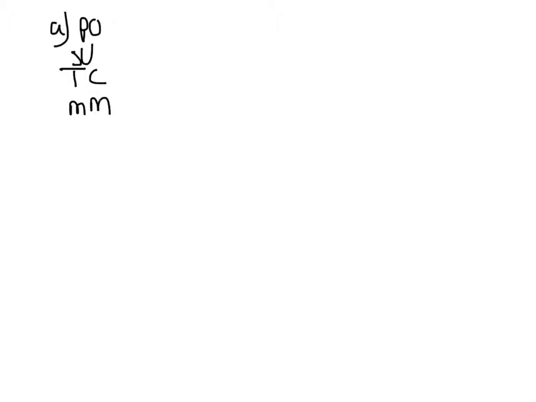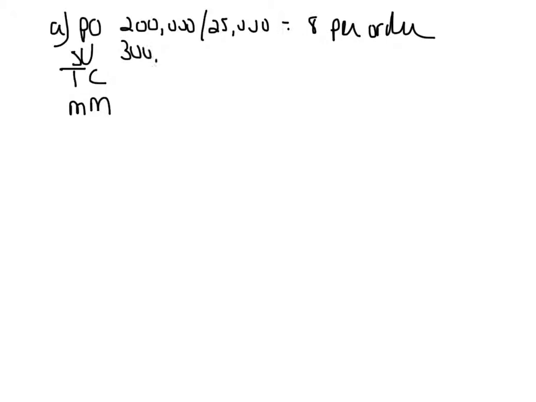maintenance. If we just do it out, the 200,000 divided by 25,000, what do we get for that? 8, and this is per order. And then setup costs, 300,000 divided by 15,000, 20. And what is that? Per what? Yep.